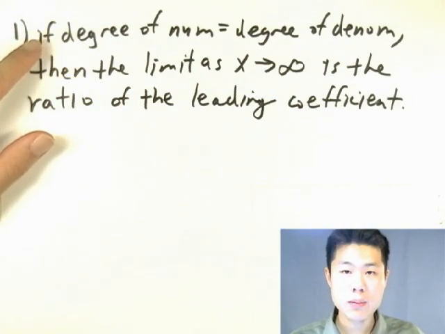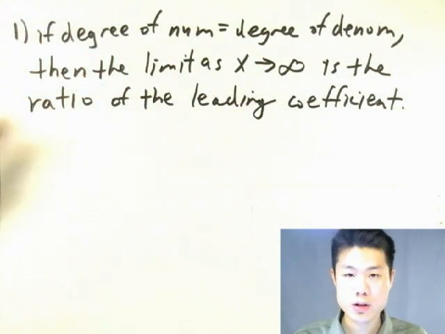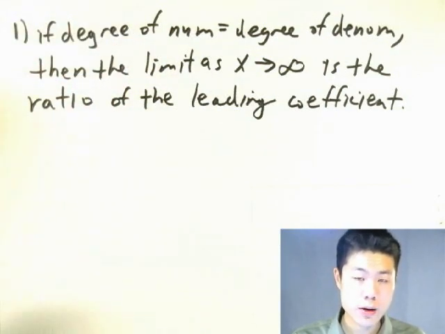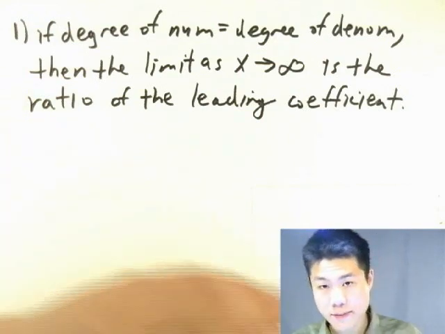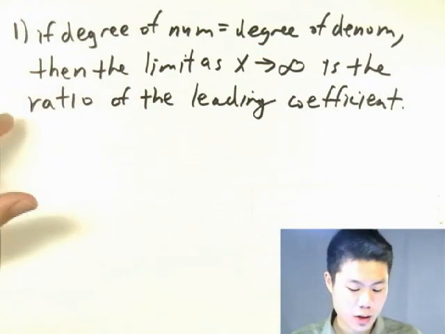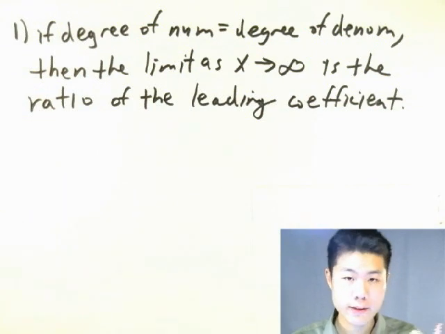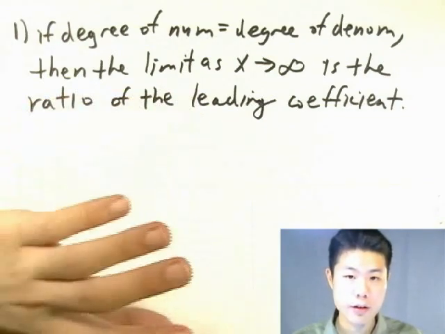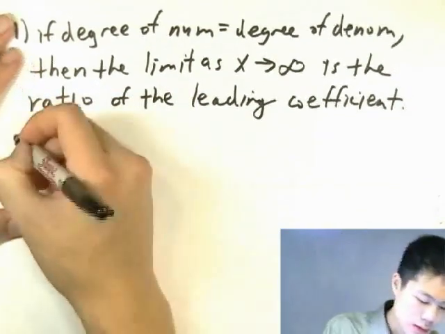Now, by degree, I mean the largest power. So if the largest power in the numerator is equal to the largest power in the denominator, then as we approach infinity, the answer is going to be the ratio of the leading coefficients. So in the previous lesson we saw both the top and the bottom had a degree of 2, and therefore the answer was the ratio of 5/3. Okay, that's the first case.